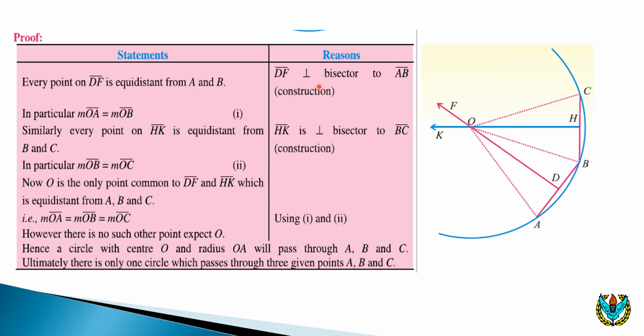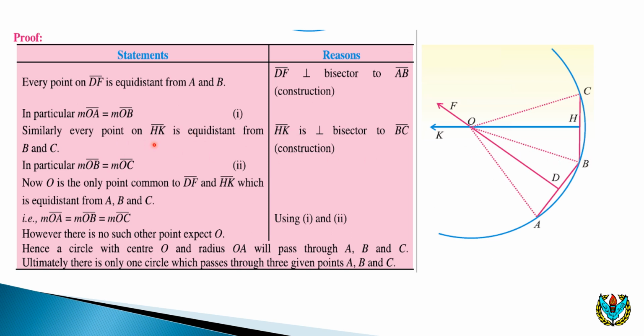DF is the right bisector to the line segment AB. So O is having the same distance from A as it is having from B. So measurement OA equal to measurement OB. Similarly, BC is the line segment. HK is the right bisector of the line segment BC.